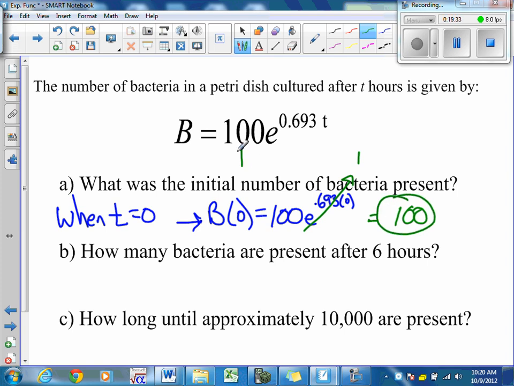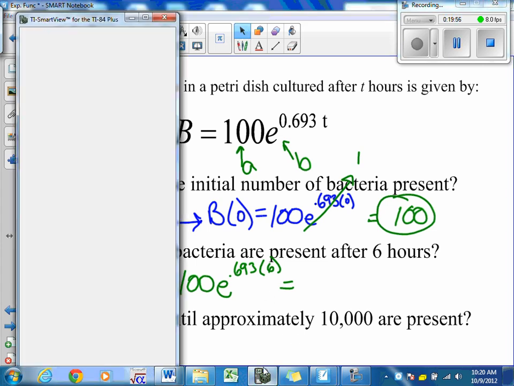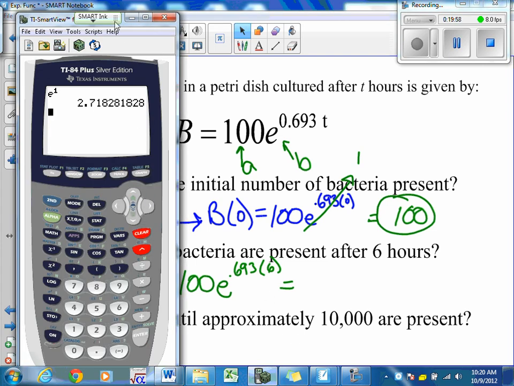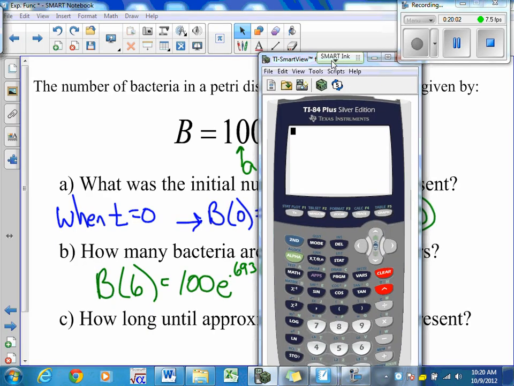Remember, it's just our a, where in this case our base is e. Now, how many bacteria are present after 6 hours? Well, I just want to plug in 6. This is 100 e to the 0.693 times 6. Now, there is no way for us to do that by hand. This is all calculator.